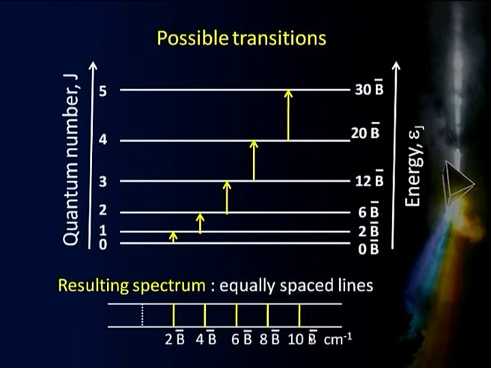So, the spectrum will be a set of equally spaced lines. That is the kind of spectrum I expect from a rotating diatomic molecule, provided it is behaving as a rigid rotor. Let us recall that we are talking about a model system, because our molecule is not rigid, and we will come to that later on.